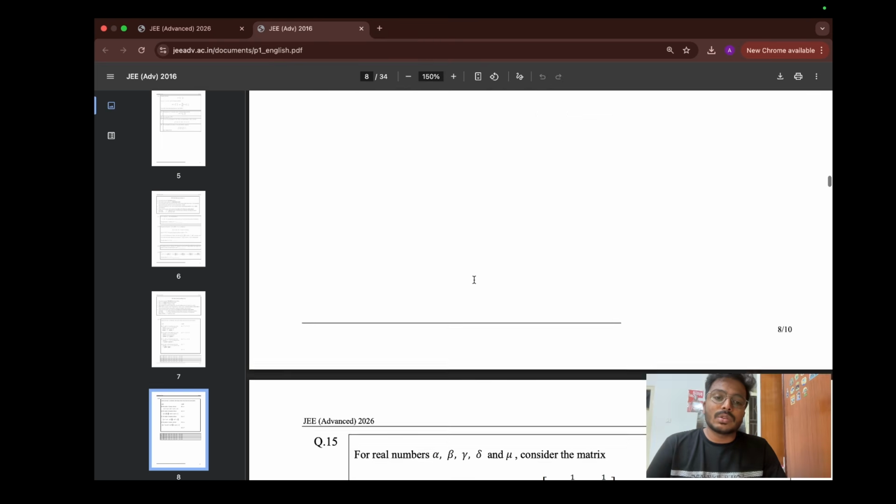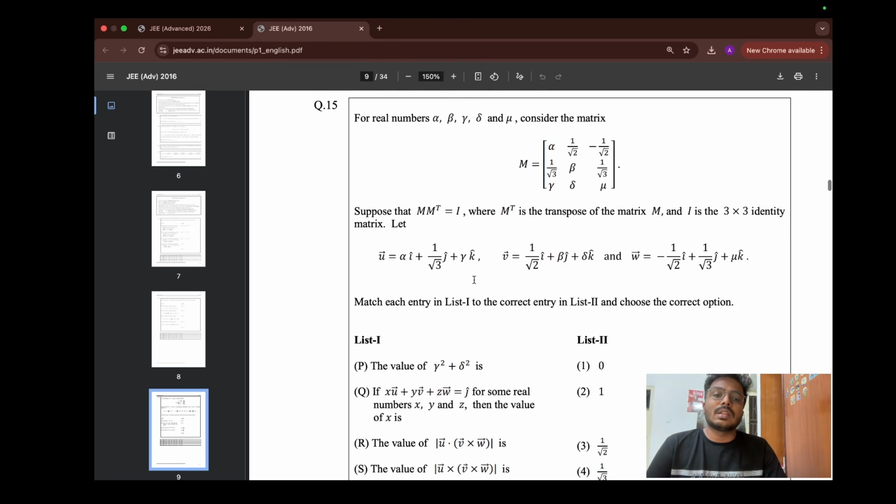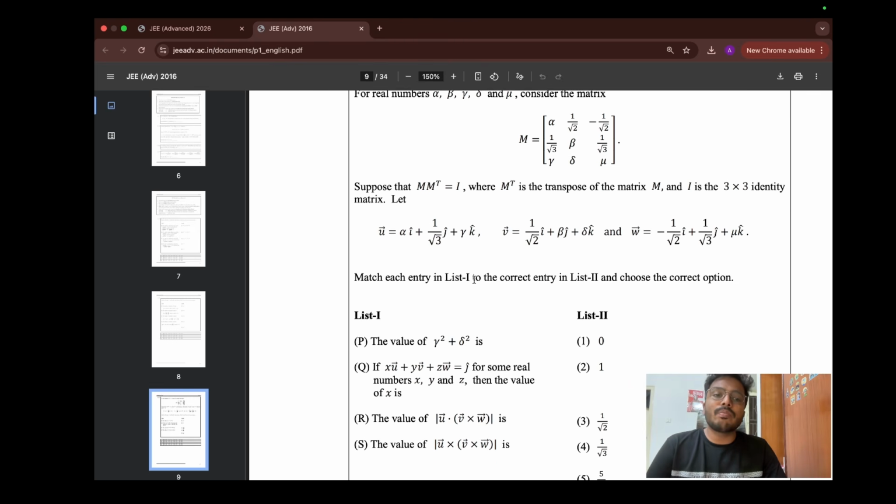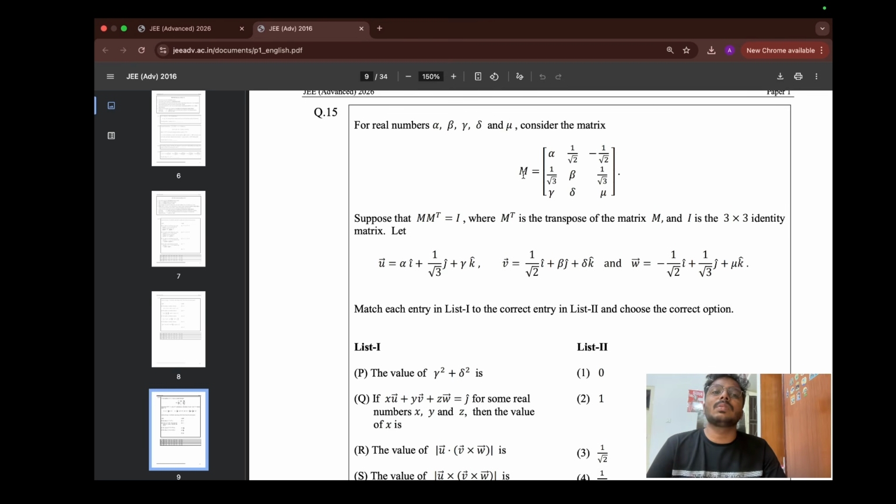Alright, so next question. Okay, this has lot of parameters. So the matrix M given to you itself has 5 parameters, and you have to find out the values of all the 5 parameters, and this question does not end there. So a condition is given to you, M transpose M is equal to I. From this particular condition you will be able to find the values of alpha, beta, gamma, delta and mu.